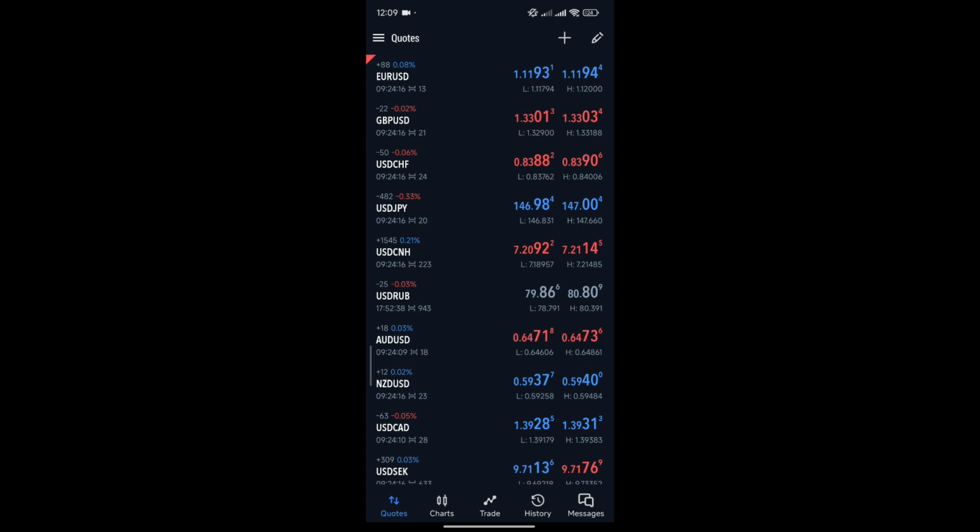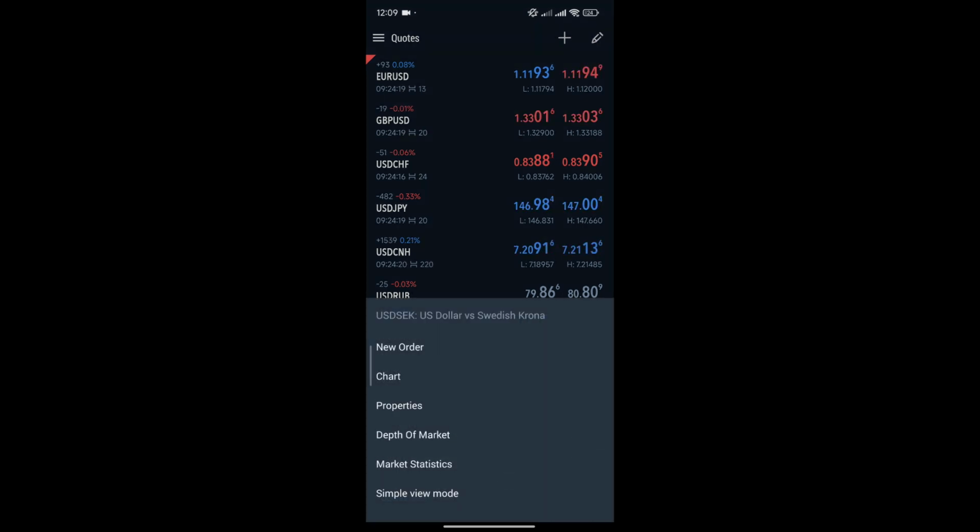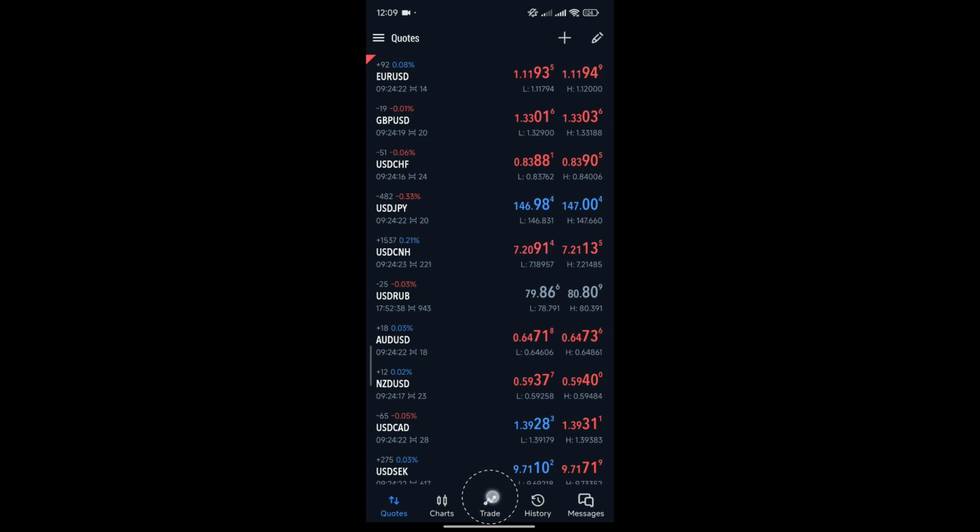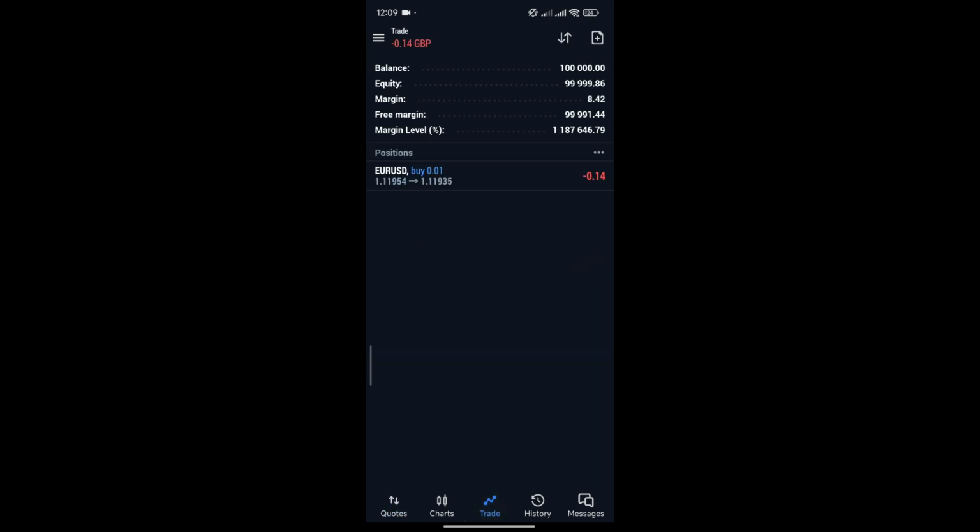Now once you've done that, you should be on your quotes right here. And on the bottom of the navigation bar, you should see something known as trades. So simply select it. And now here you go. There you are provided with various balances, equity, margin levels, etc.